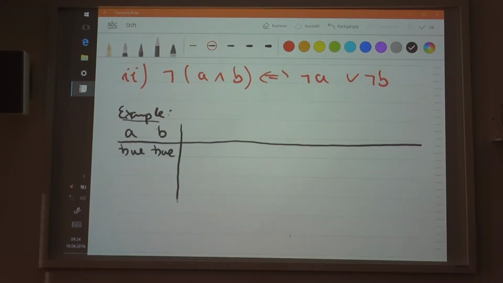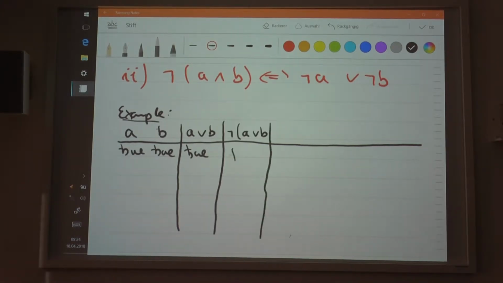So suppose that both statements are true. Then the disjunction of the statements is true, and the negation of the disjunction is going to be false, obviously.